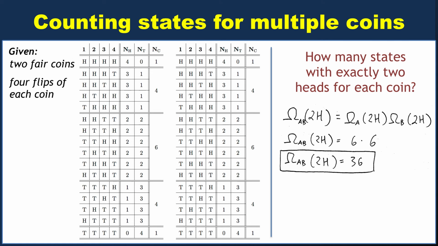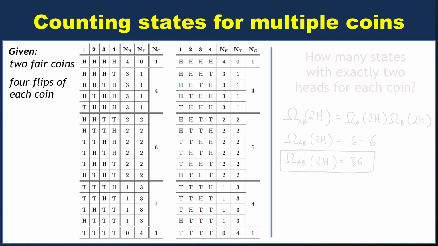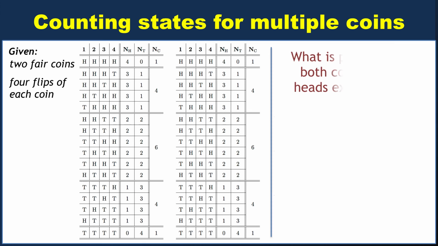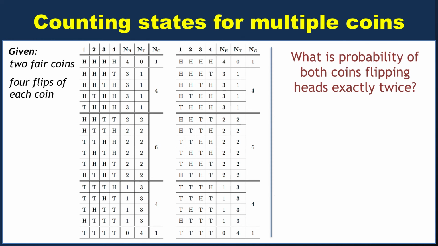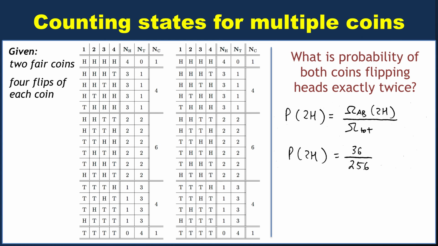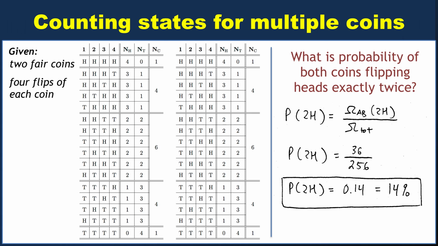The last question I want to address, which was not covered on the worksheet, is what is the probability of both coins flipping heads exactly twice? Well, we have all the numbers of states, so all we need to do is correctly combine them to get a probability. The probability of getting 2 heads with both coins is omega AB with the result 2H divided by the total number of states omega total. So we already have both of those numbers. It's just going to be 36 divided by 256. That probability is 0.14 or 14%.